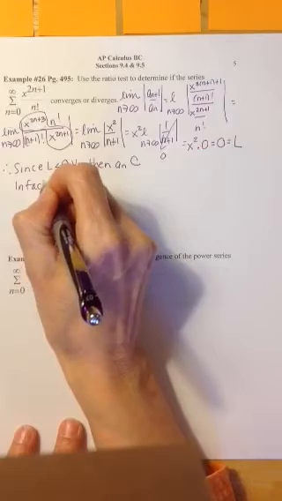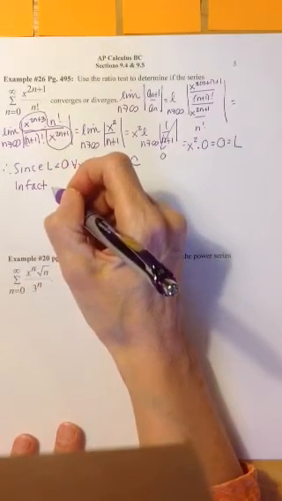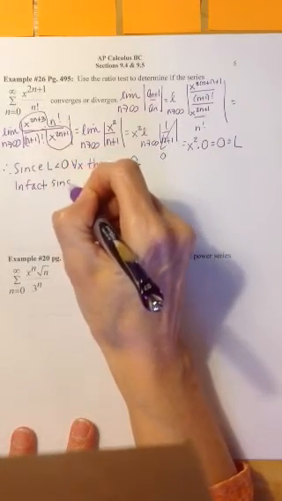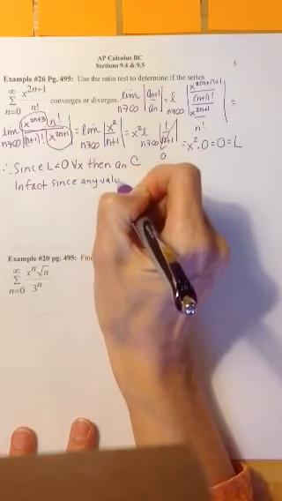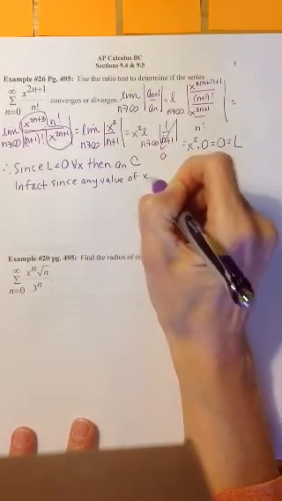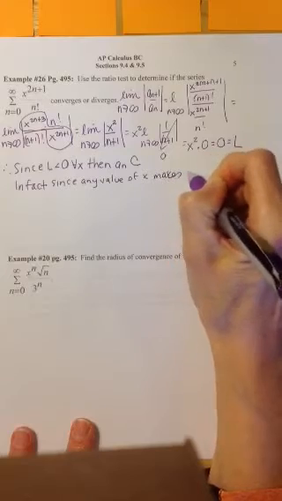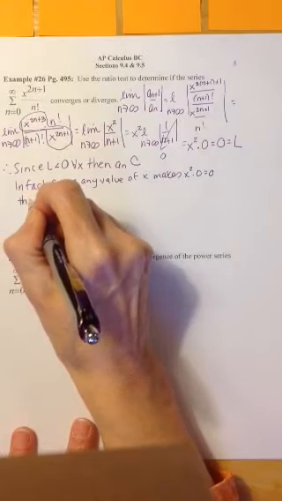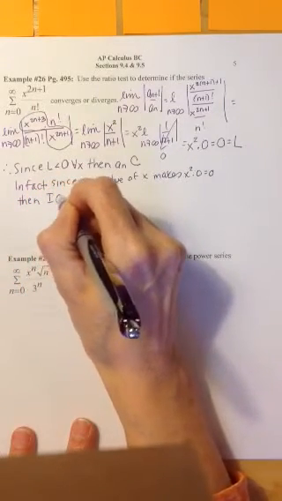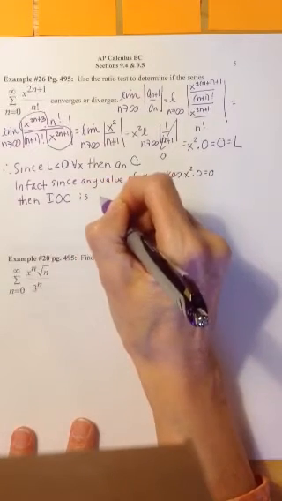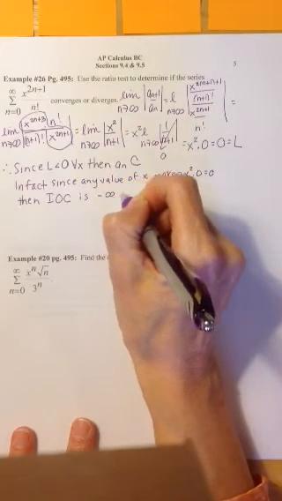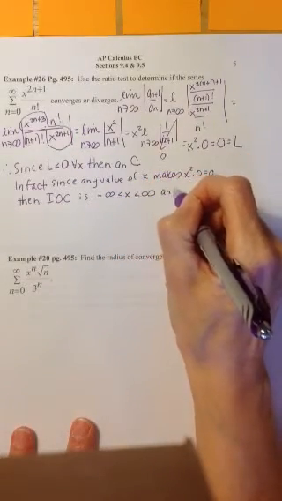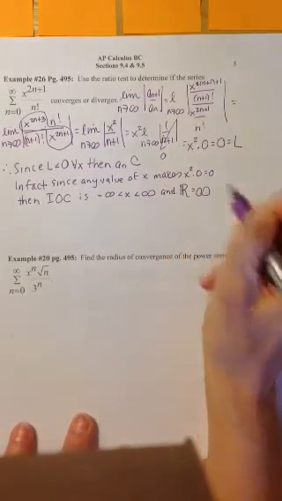In fact, let's go on and see what this means in terms of interval of convergence and radius of convergence. Since any value of x makes x squared times 0 equal to 0, then we can say that the IOC, the interval of convergence, is every x value, all real numbers. So minus infinity is less than x is less than infinity, and the radius of convergence is infinity as well.